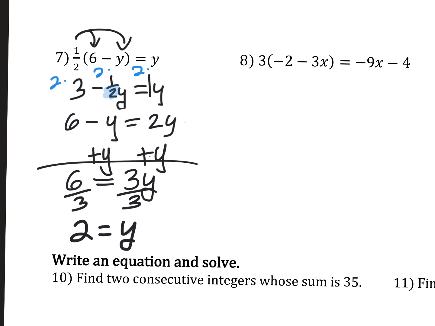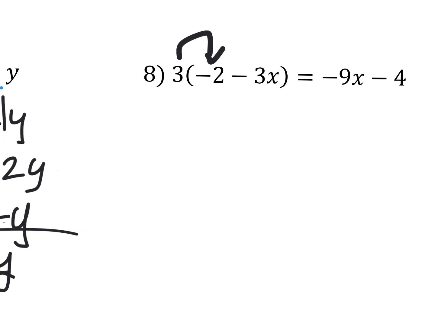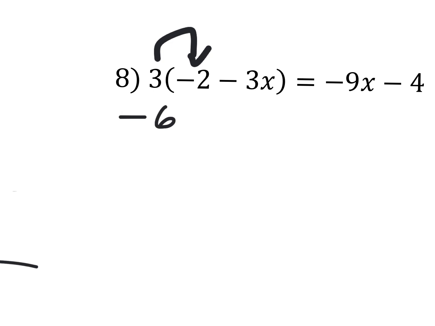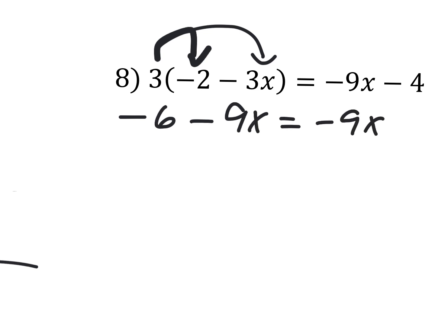All right, number 8. First things first, I got to do my distributive property, right? So I'm going to do 3 times negative 2, which gives me negative 6. I'm going to do 3 times negative 3x, which gives me negative 9x. And I'm just going to bring down this other side. So maybe, if you're a little observant, you're going to notice something. I've got the same x's on both sides of the equal sign. Can you put them together if they're on opposite sides? No. So I can't combine them.